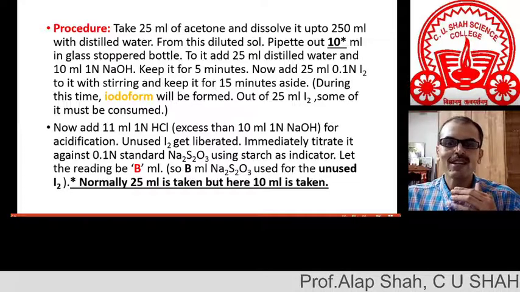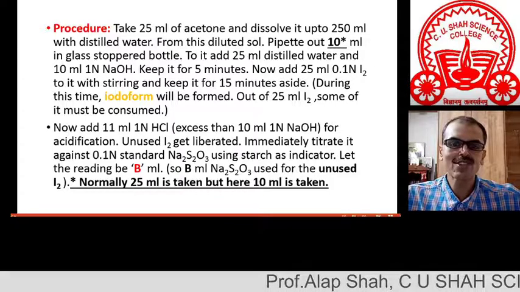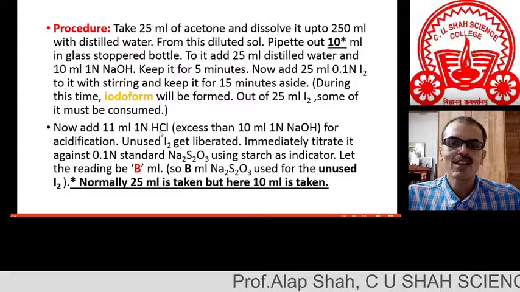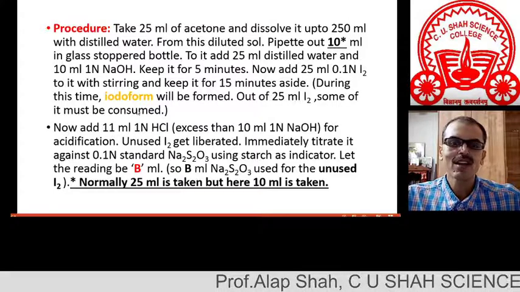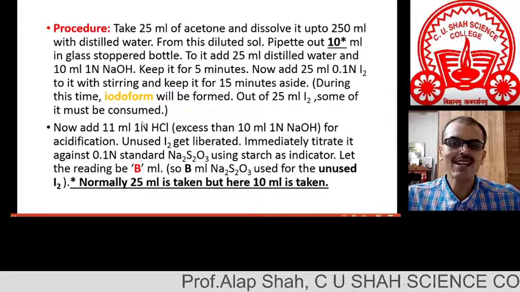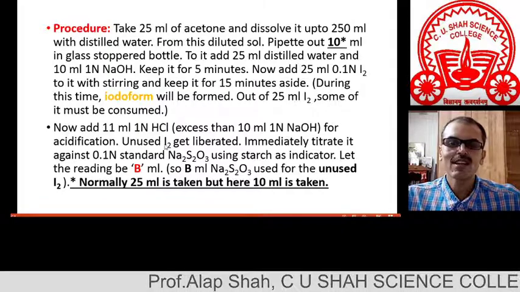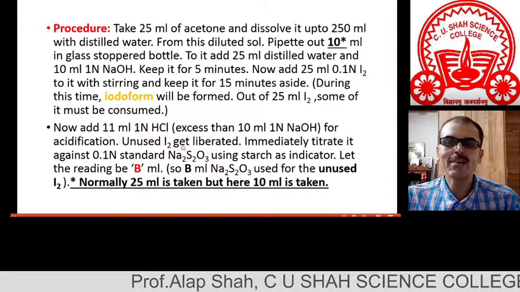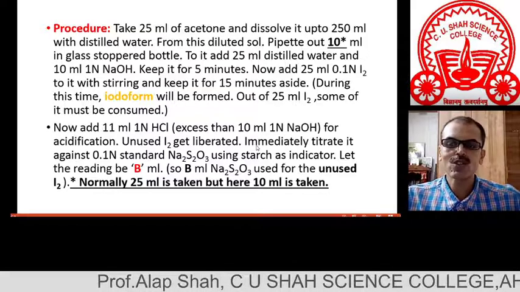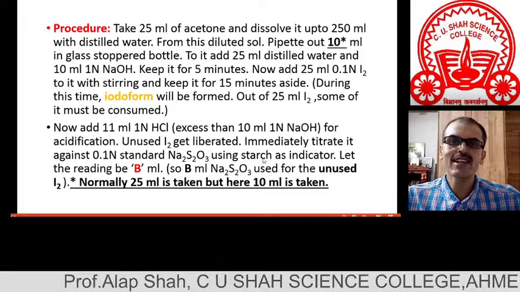To determine how much is unused, we now add into this glass stoppered bottle 11 ml of 1 normal HCl. Why are we adding 11 ml of 1 normal? Because we added 10 ml of 1 normal NaOH, so we add slightly excess for the acidification, and immediately the unused I2 is liberated. So we have to titrate it immediately with sodium thiosulfate, Na2S2O3, filled in a burette, using starch as an indicator.